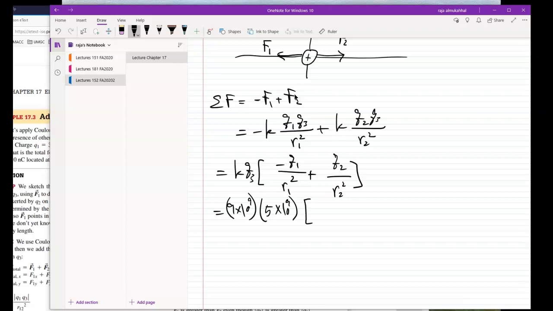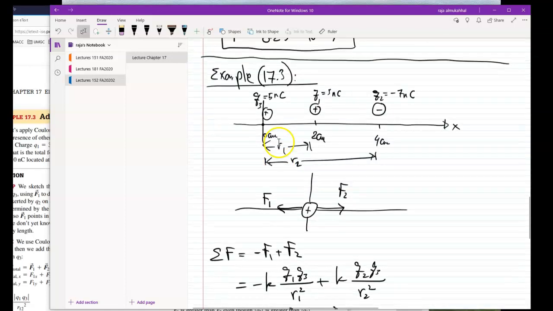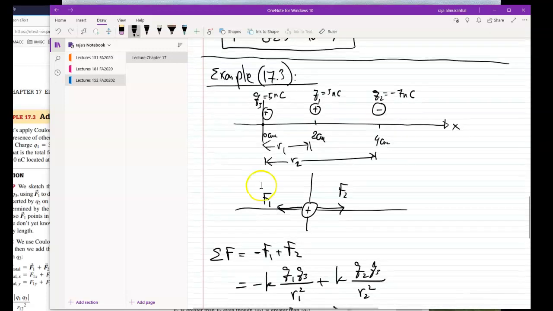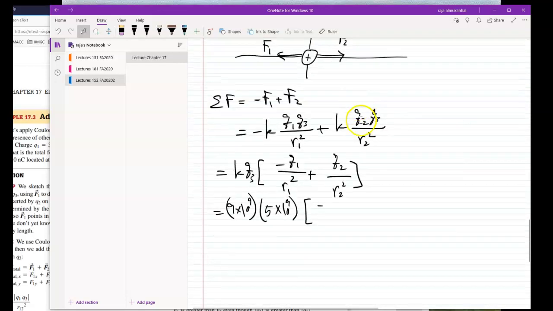And bracket minus. Remember, where does this minus come from? This minus comes from the direction of the force, going to the left. Okay? Keep that in mind. So I have minus Q1. Q1 is 3 and Q2 is 7. So Q1 is going to be 3 nano, so 3 times 10 to the negative 9, divided by the distance between them, which is 2 centimeters, so 2 times 10 to the negative 2 quantity squared, correct?